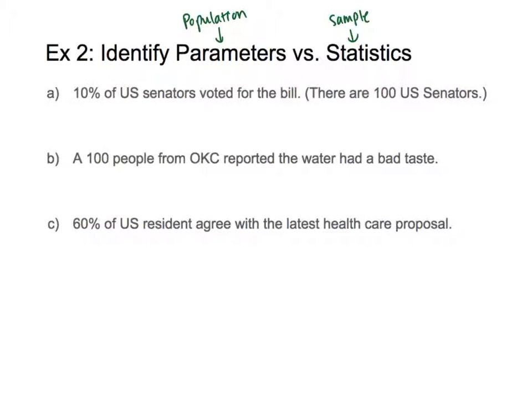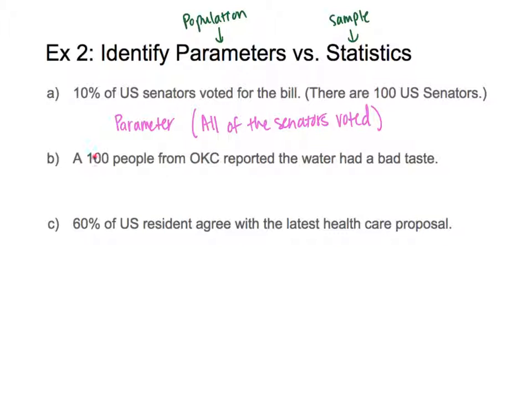So because all of the senators voted, we can say that this came from a population, so this here is a parameter. So this is a parameter because all of the senators voted. Now, they didn't have to vote for this bill, but they did all vote.